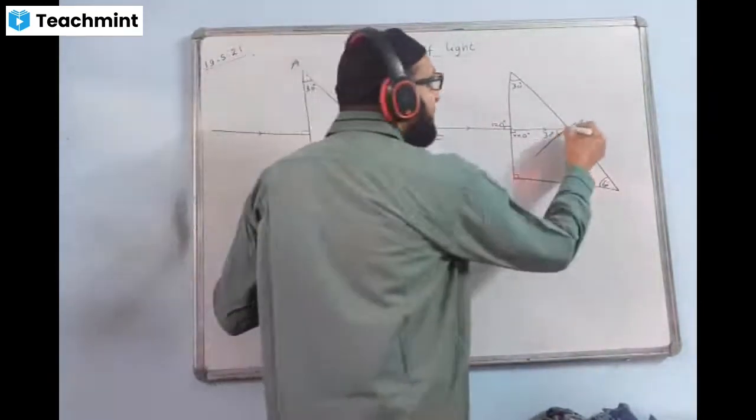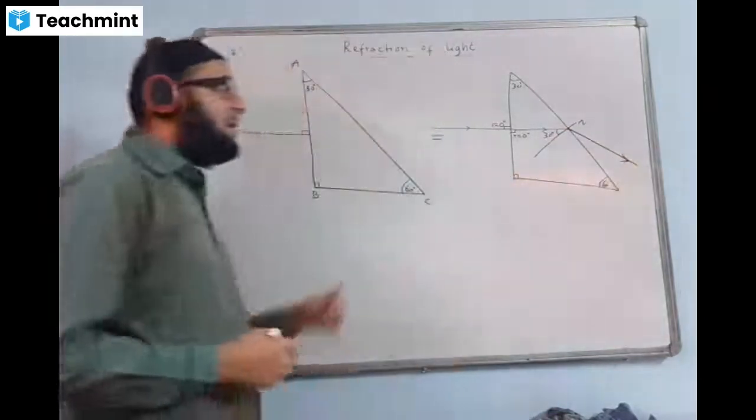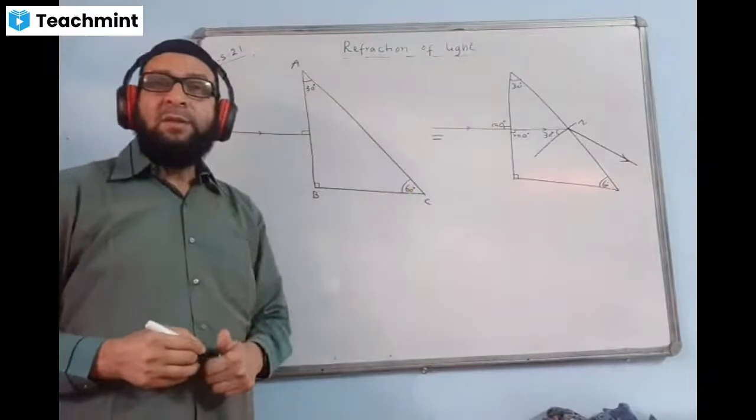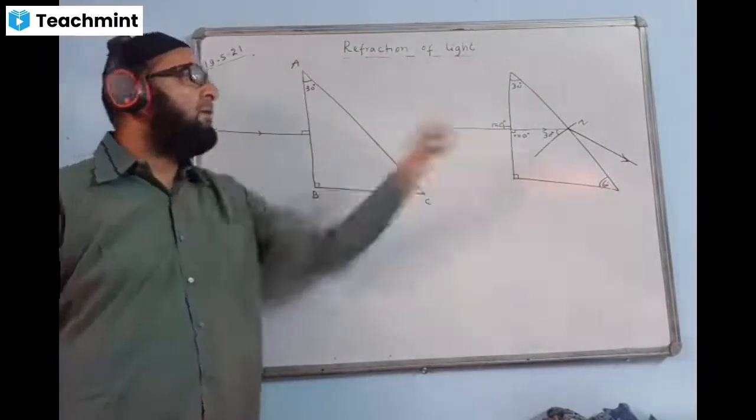Then what will happen to this ray? This ray will bend away from the normal, like this. Finished. This is how you complete the diagram. This was the actual diagram, and here we are completing it.